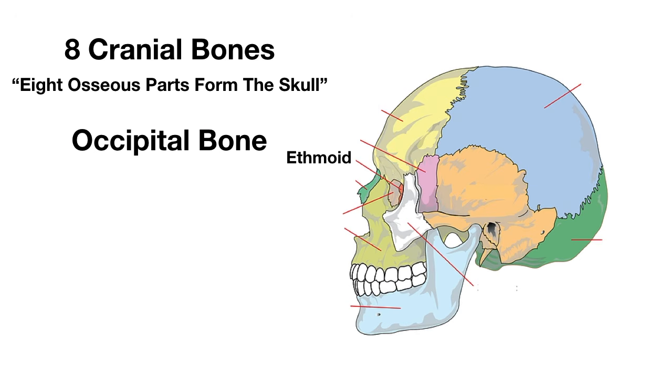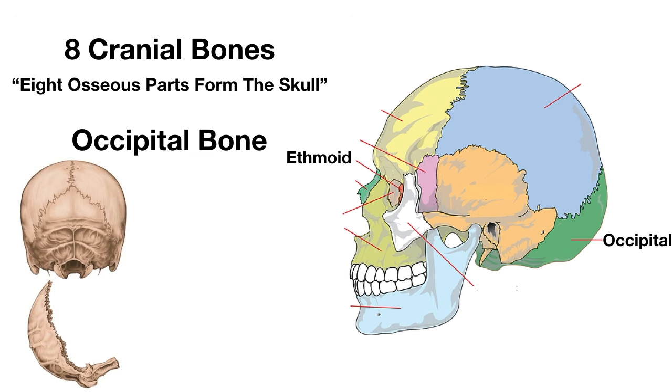Moving on to the occipital bone, this is the bone that sits in the back of the skull as shown in green on the image. Let's take a look at a couple more pictures of the occipital bone. The top image shows the posterior aspect of the back of the skull, and the bottom image shows a side view of the occipital bone.